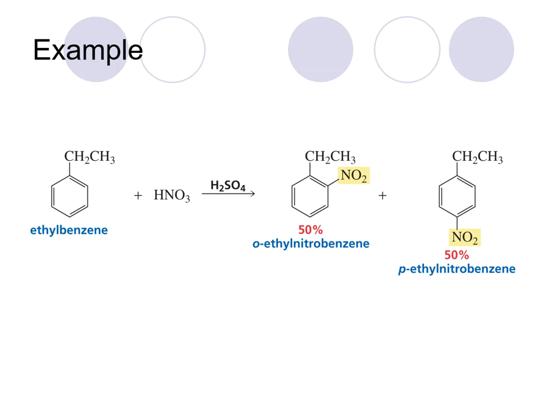Well, ethyl is still an R group. Ethyl is still an O or a P director. So this is the ortho and this is the para. Both of them still form. We write both of them down.